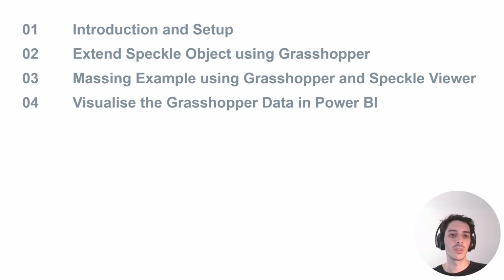In the second video we're going to see how we can create a Speckle object, and how we can extend the Speckle object with custom properties. It's going to be a very simple example. And then in the third video, we're going to use a more complex example, a massing study, and learn how to structure the data there. Then we're going to use the Speckle viewer to visualize this data.